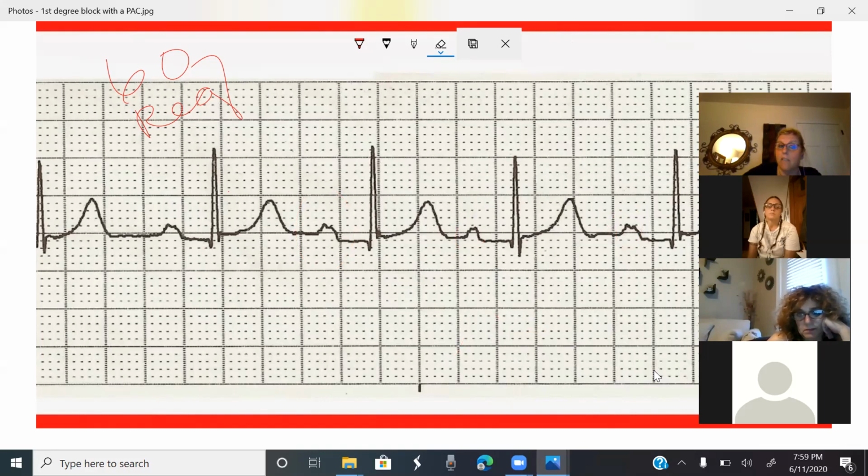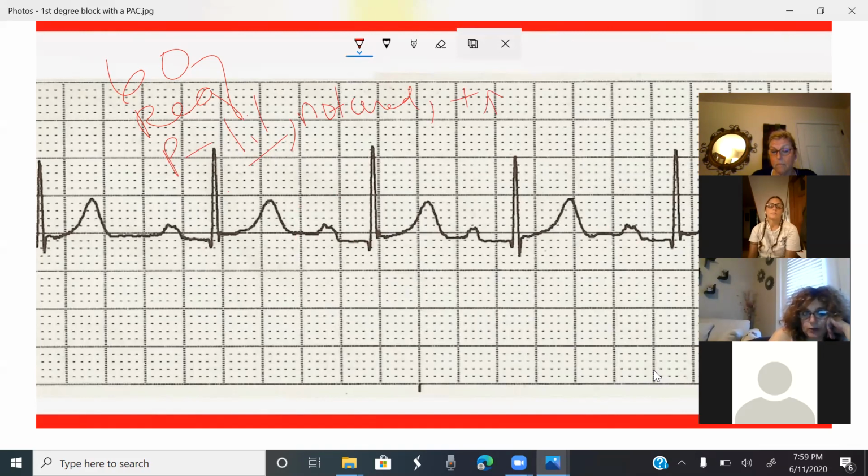Is there one P wave for every QRS? Yeah. So we're going to say here, okay, I'm going to write my P and I'm going to say there's 1 to 1, right? Is it rounded? No. I'm going to say it's notched. That's what I'm going to call it. And I'm going to say it's positive, right? It has positive deflection upward, right? Okay, now what do we do?